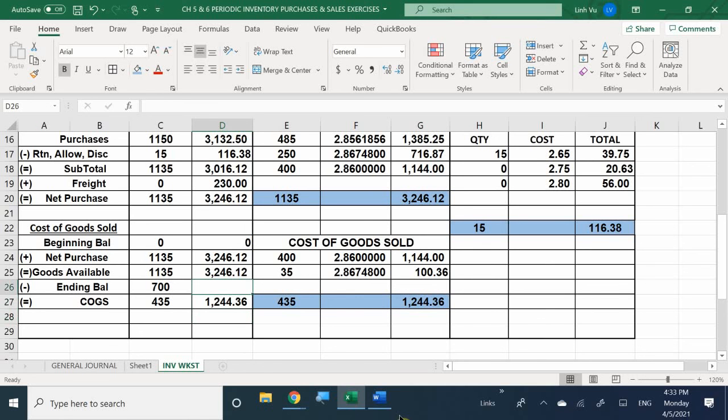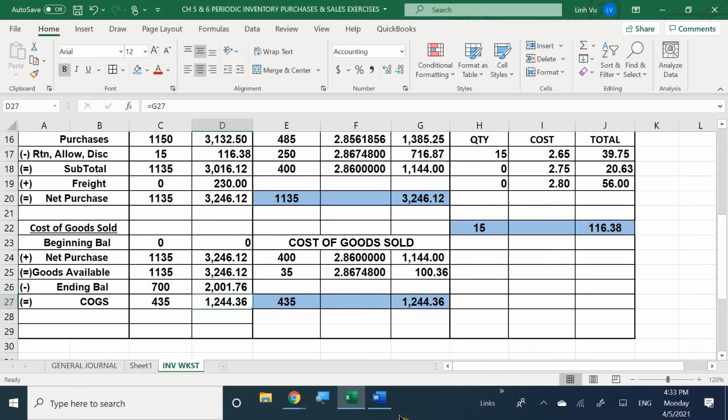Okay. So then what should be my ending inventory? $700. I got $2,001.76. $2,001.76, right? All I did was take my goods available of my 3246.12, subtract out my 1244.36 to get me a grand total of ending balance to be 2001.76. All right? Yay, we finished our inventory worksheet.